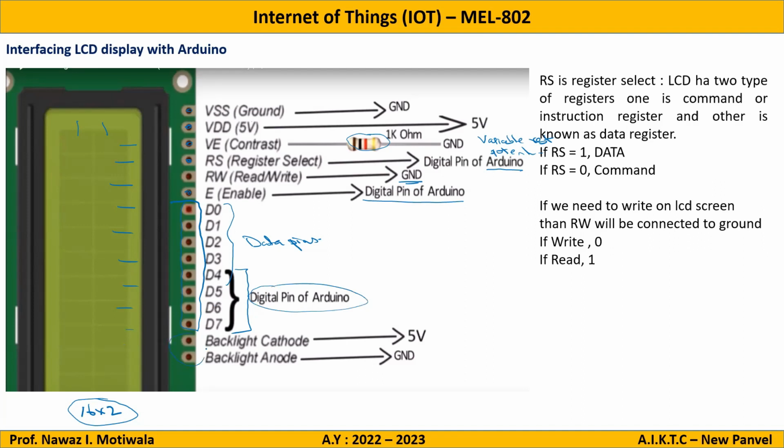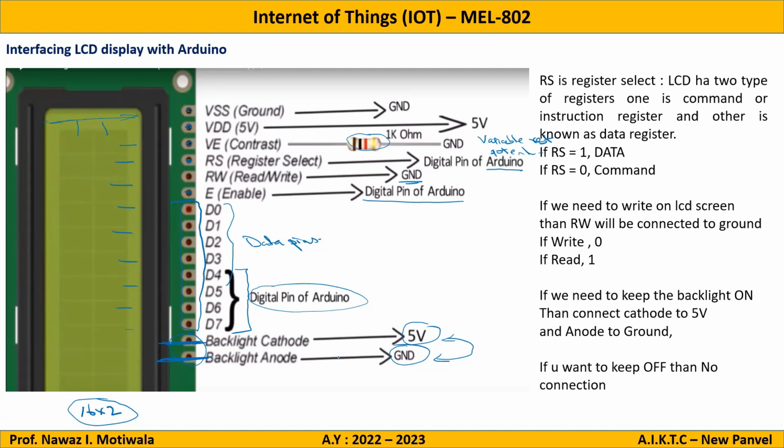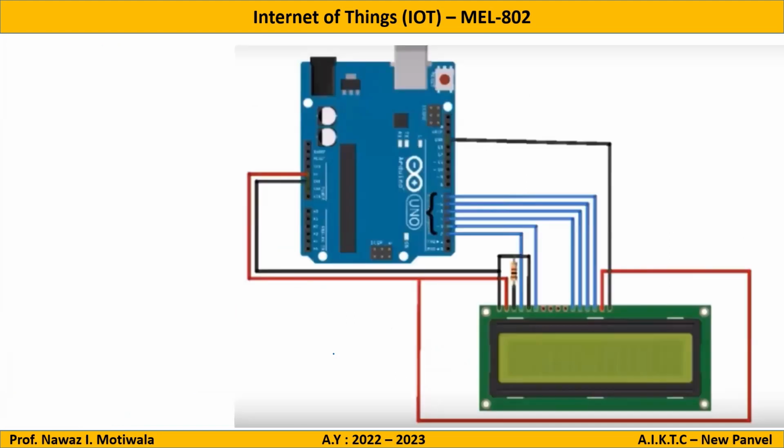The last 2 pins are used for the backlight. If you can see this green light in the LCD, this is known as the backlight. If it is to be kept on, this is the connection: the backlight cathode should be given 5 volts and the anode should be given ground. So this pin will go to 5 volts and this pin will go to ground. If you don't want this light to glow, you just interchange the connections. Put the anode to 5 volts and the cathode to 0 volts, and the LCD backlight will not glow. This is the basic feature, the pin diagram of the LCD display, and these are the connections as I told.